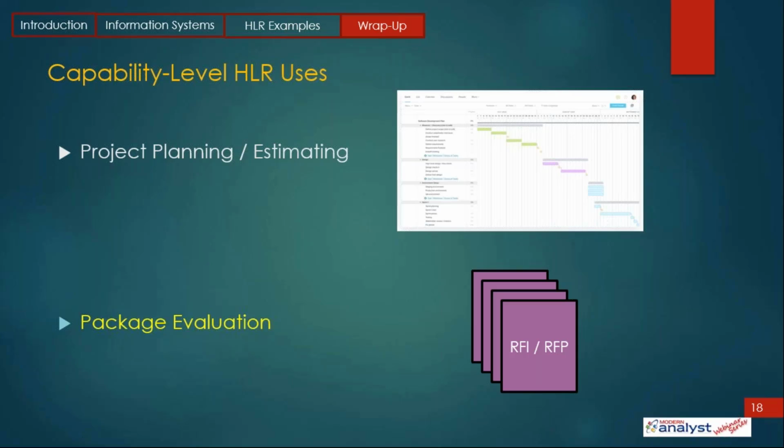And people ask me, well, do we need detail requirements or just high level requirements? If you have capability level, high level requirements like I've been showing you, that should be sufficient to evaluate packages. You go out for a request for information or an RFP, and the vendors come back and say, yes, we can do that. If we give them that list of capabilities, they do a gap analysis and say, we can do this, we can do this, without going into the ugly detail.